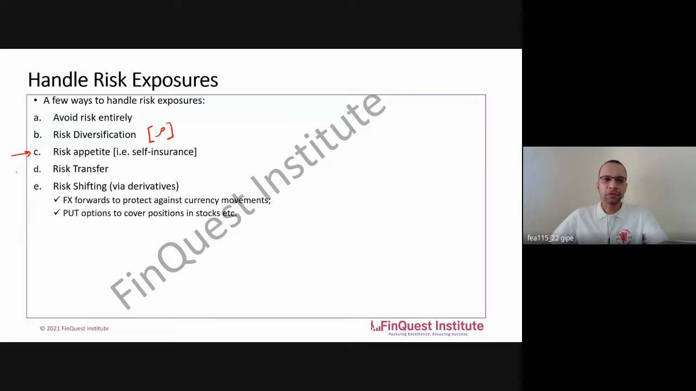Next is risk transfer. One example of risk transfer could be using something like a CDS, a credit default swap. We'll talk a bit about CDS in our subsequent sessions when we discuss credit risk. But it is an effective way of transferring your risk onto someone else. So either enter into a CDS contract with someone, or enter into a contract with an insurance company.